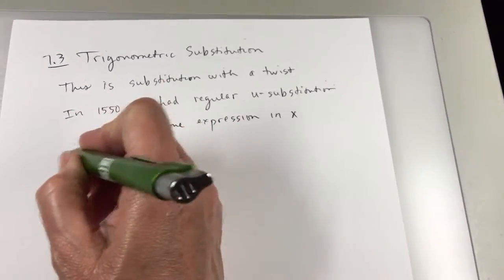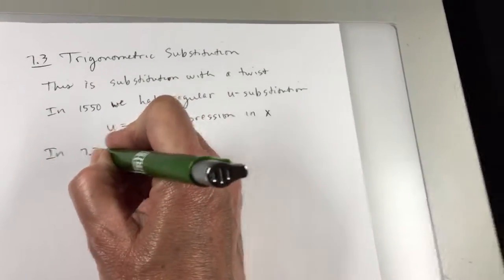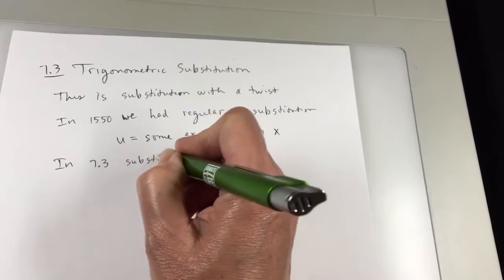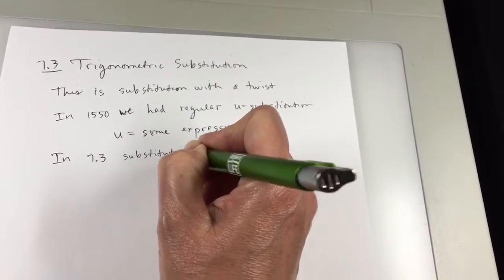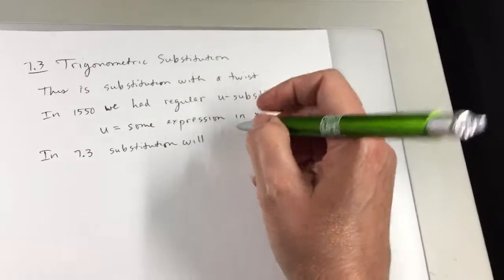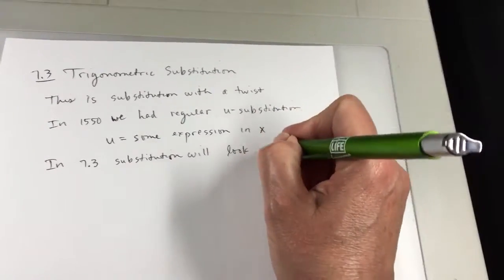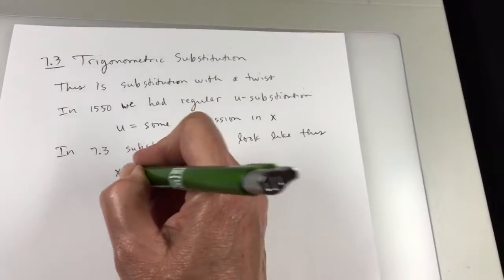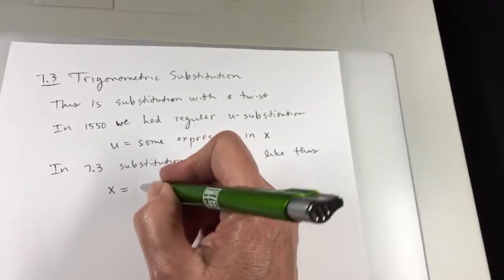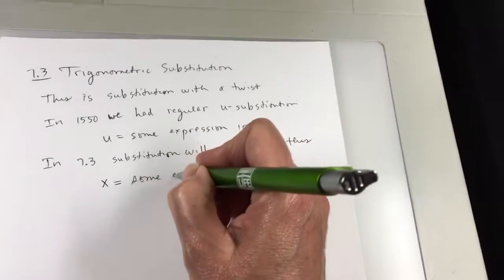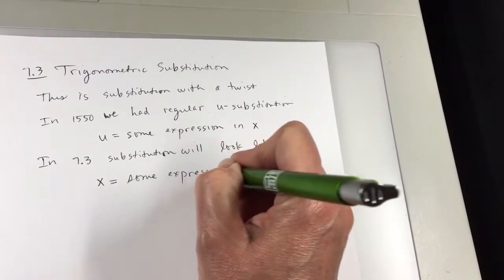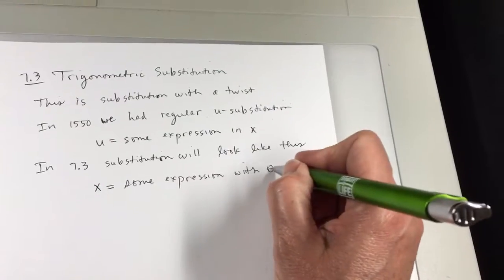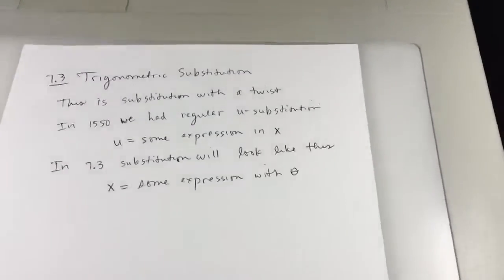And then in this section, in 7.3, substitution will look like this. The independent variable, I'll call it X. X equals some expression with theta. They're going to use the theta for the variable.